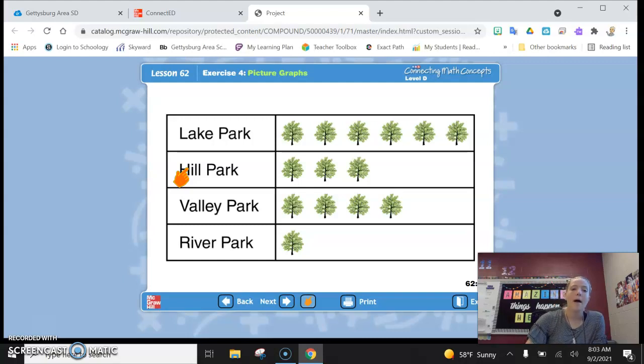Okay. How about River Park? Be careful. I'm not going in order. I said River Park. Look at River Park. How many trees in River Park? 1. Yes, you got to listen to the directions. River Park would be 1. And how about Valley Park? How many trees were planted? 4. You got it. Good job. All right, this should be easy. This should be just a review from elementary school.